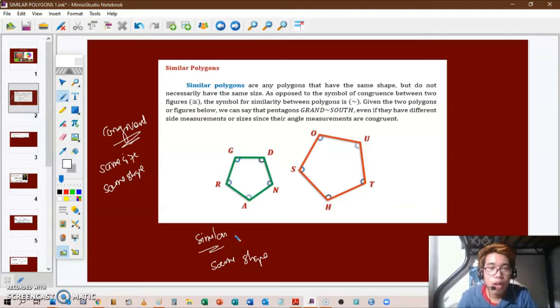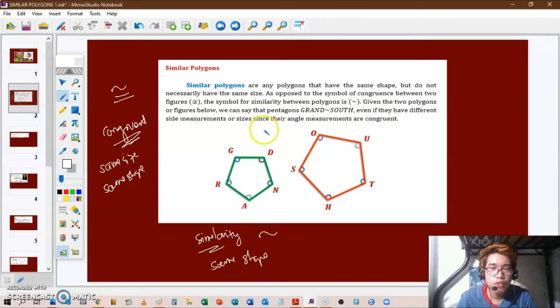As for the symbols, the symbol for congruence is an equal sign with a tilde mark on top of it. The similarity symbol is just a tilde, placed between the two figures. So the symbol for the similarity between two polygons is simply the tilde.